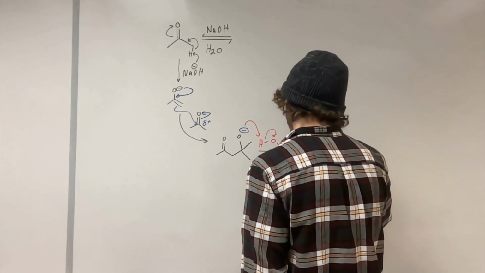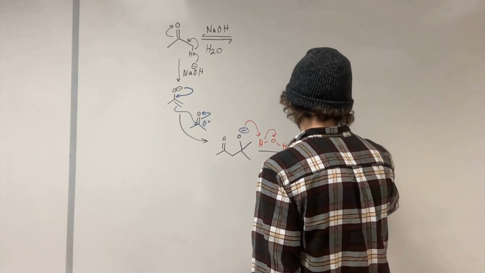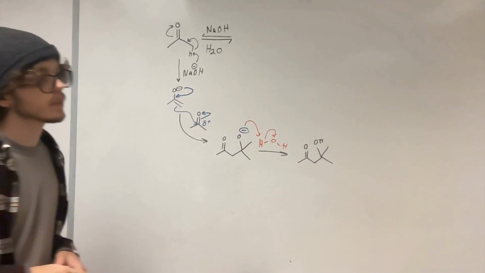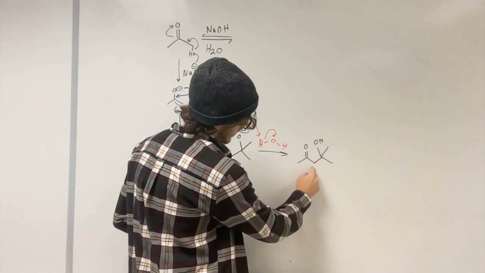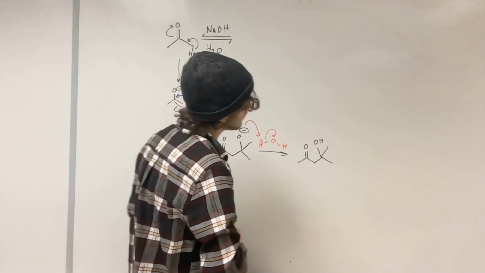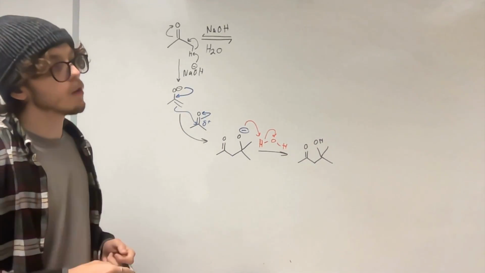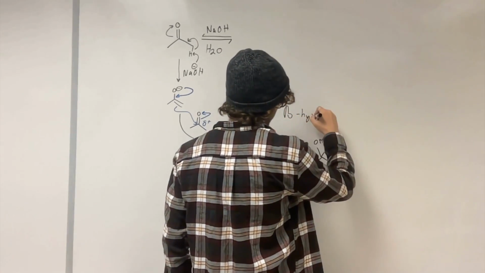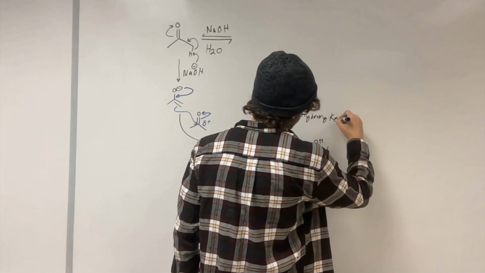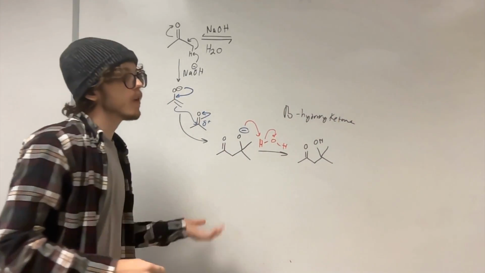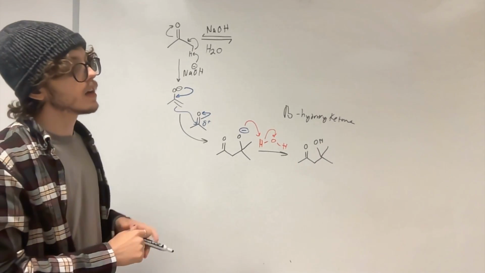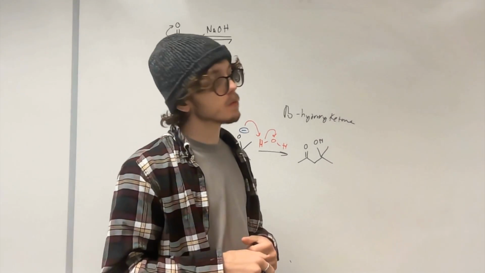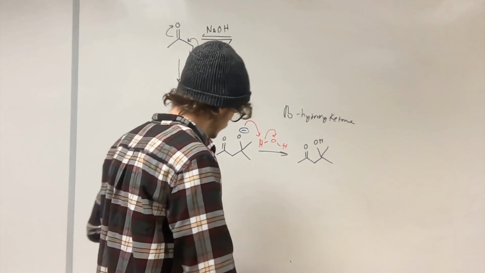So what we end up getting is a beta-hydroxy ketone. That's what we call the product of just an aldol. So I'm going to write that out here, a beta-hydroxy ketone. So that's just a plain old aldol. You'll find this with many different types of aldol reactions.